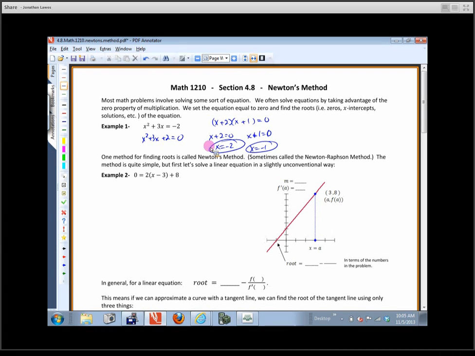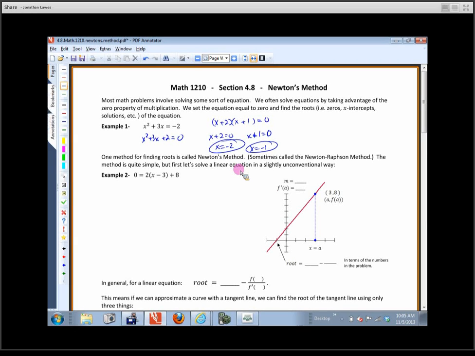Finding x-intercepts is a really important skill. Finding where a graph crosses the x-axis is very useful. So a lot of mathematicians have spent tons of time trying to come up with ways to find x-intercepts. Now, these numbers happen to be really nice. If they're not very nice, then usually we end up relying on a calculator to do that.